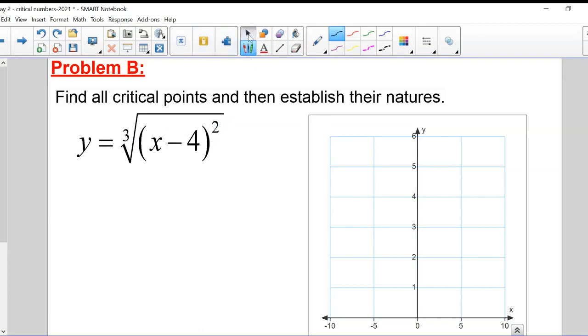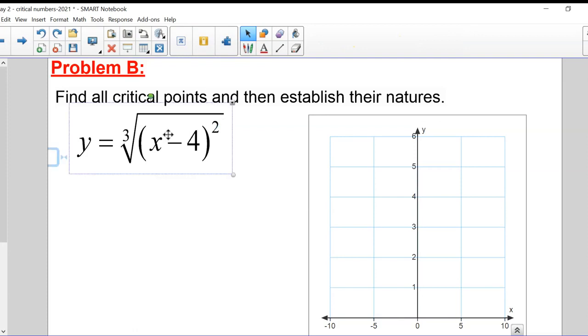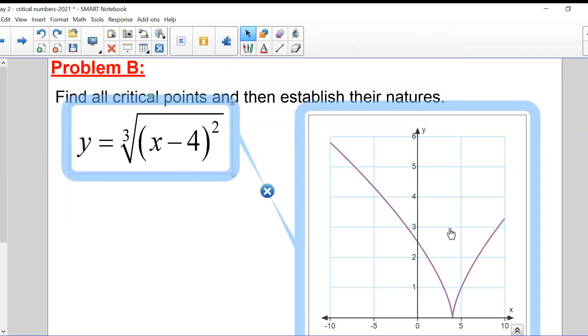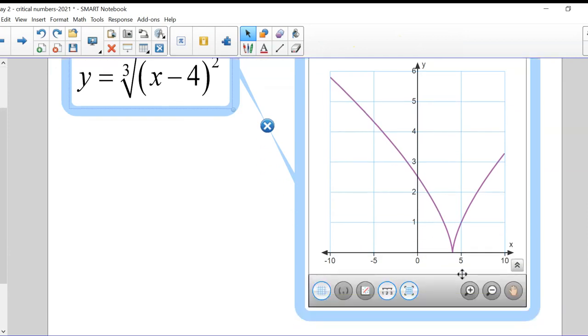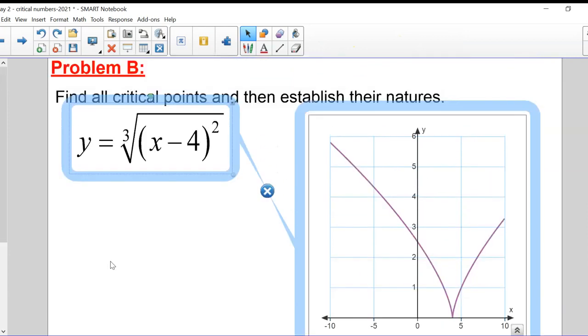So what I'm going to do is first of all show you what this graph looks like. You can clearly see that there's a cusp on this one, and the cusp occurs right here. So having said that, let's do this mathematically now. Let's see if we can figure out what the critical points are. Remember, critical points are not the same as critical numbers, but they're related. A critical point is an x and a y coordinate. And then we're going to figure out what the nature is. Now we have the answer because we have the picture already.